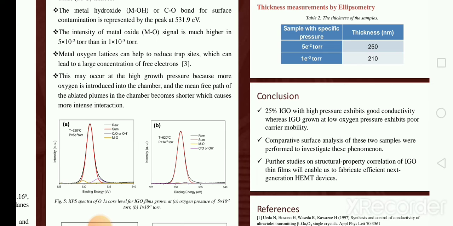Conclusion. So 25% indium gallium oxide grown at high pressure exhibits good conductivity, whereas at low oxygen pressure it exhibits poor carrier mobility. Comparative surface analysis of these two samples was performed to investigate this phenomenon. Further studies on structural properties correlation of indium gallium oxide thin films may enable us to fabricate efficient next generation HEMT devices.